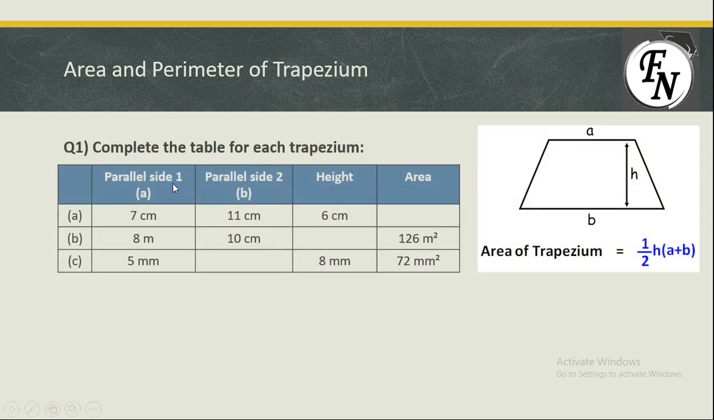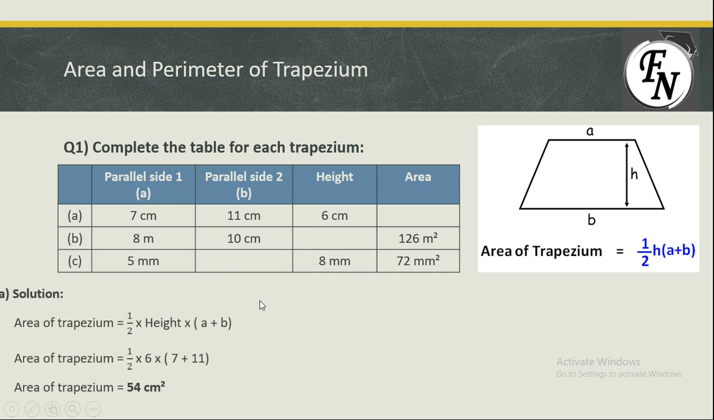First of all, I have a table here which has two parallel sides. In the first case, I have been given parallel side 1, which is called A, and parallel side 2, which is known as B, and then the height that is perpendicular to both these parallel lines. And then I have been asked to calculate the area with the help of the formula which I have just explained. So I will just plug in the values here.